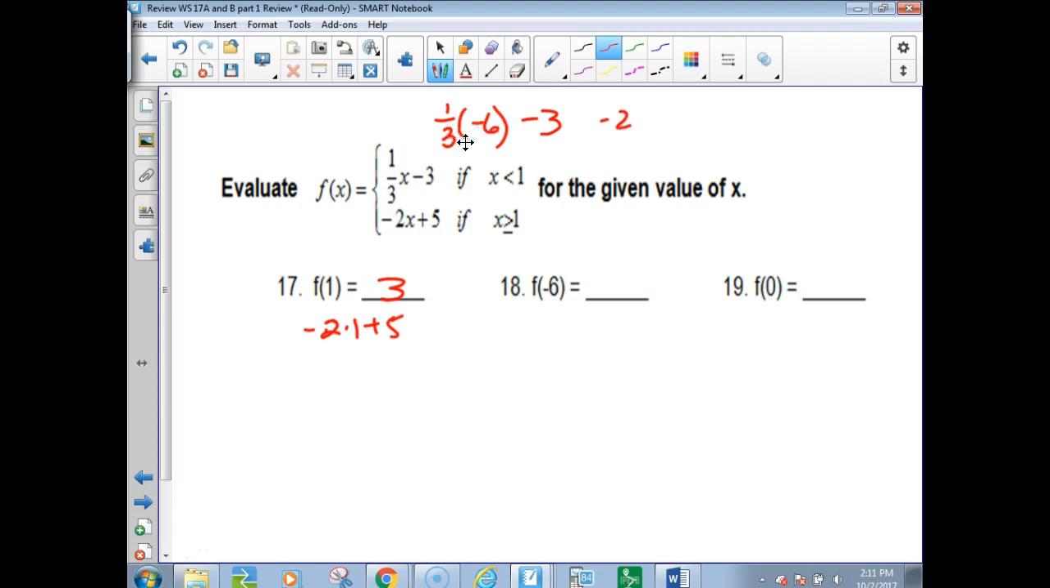It's just like dividing negative 6 by 3. Negative 2 minus 3 is negative 5. And if you put in 0, which is less than 1, you should have gotten negative 3. Good?